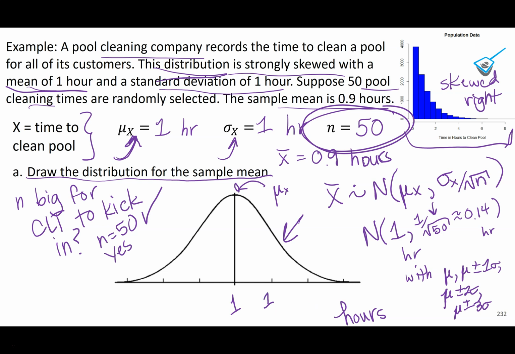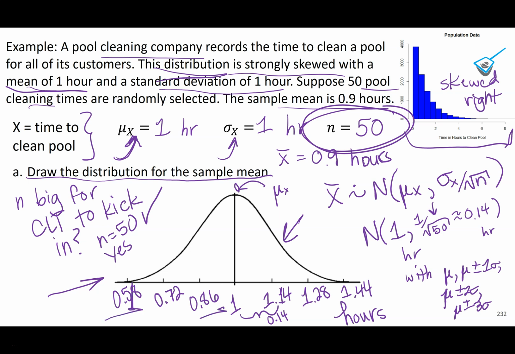So 1 plus 0.14, I'm estimating here a little bit, is 1.14, plus 0.14 is 1.28, plus 0.14 is 1.42. You could keep going, but the area out there gets really, really tiny. Subtracting, I'm less confident. 1 minus 0.14 is 0.86, minus 0.14 is 0.72, minus 0.14 is 0.58. So this is what we mean by draw the distribution. We want you to show this roughly normal shape, and we want you to give us the values that go with the center, and then 3 tick marks to the left and 3 tick marks to the right. That's what we want.